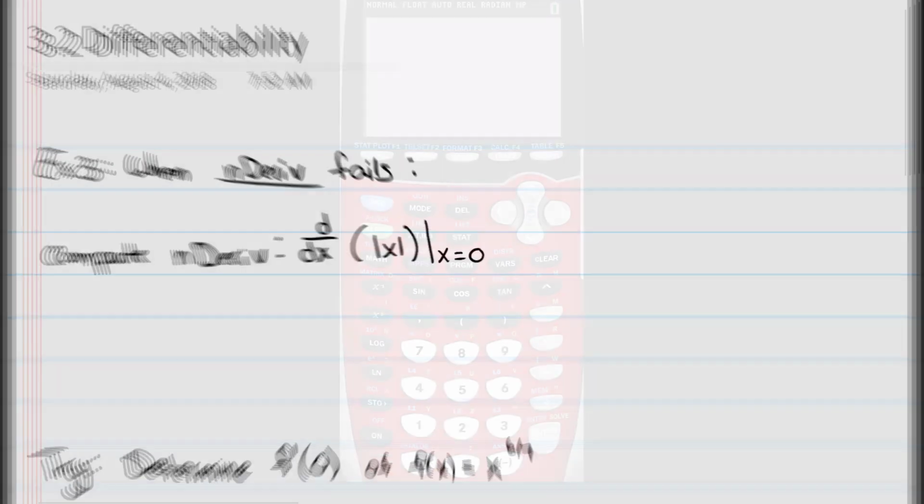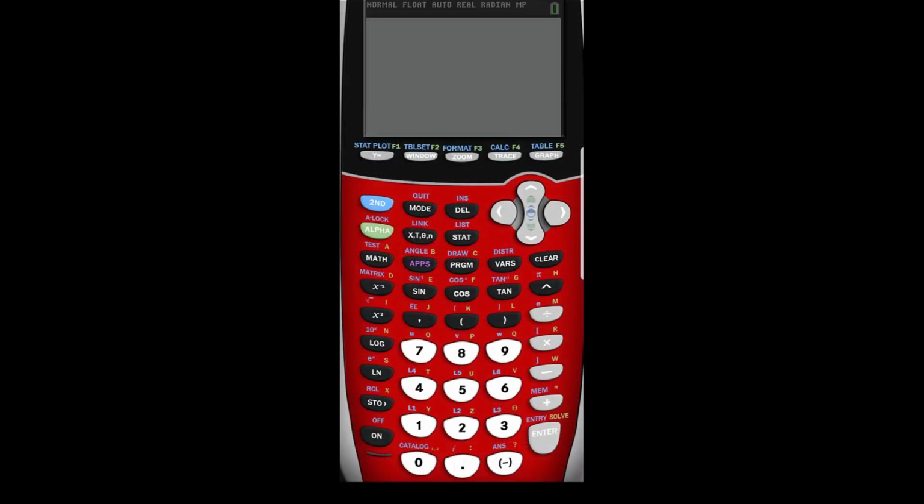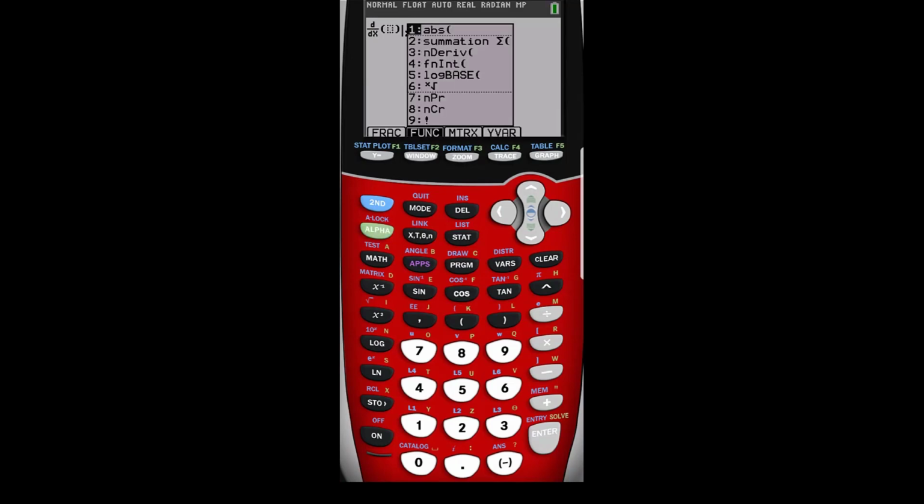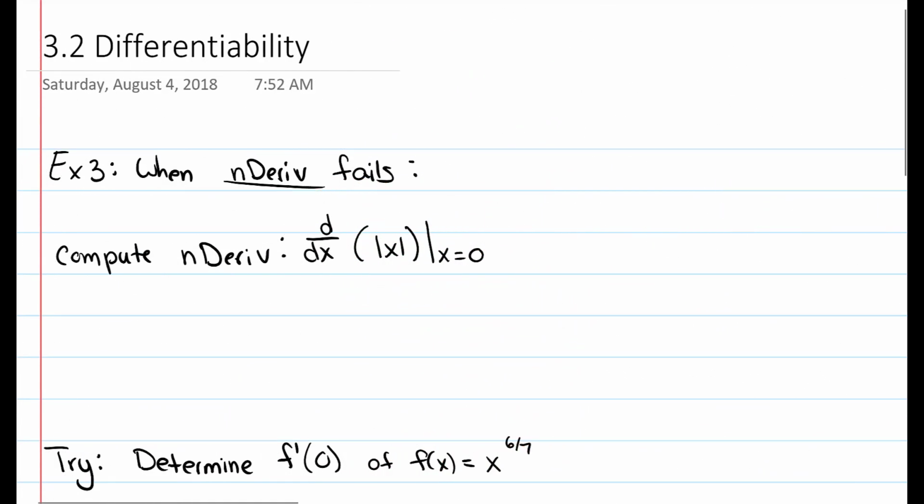So we push math 8, so d dx, and then in here to get the absolute value function, you push alpha f2, and then absolute value pops up. So now in here we put x, and then at x equals 0 and push enter. So this tells me that the derivative is 0. So then the answer is 0.